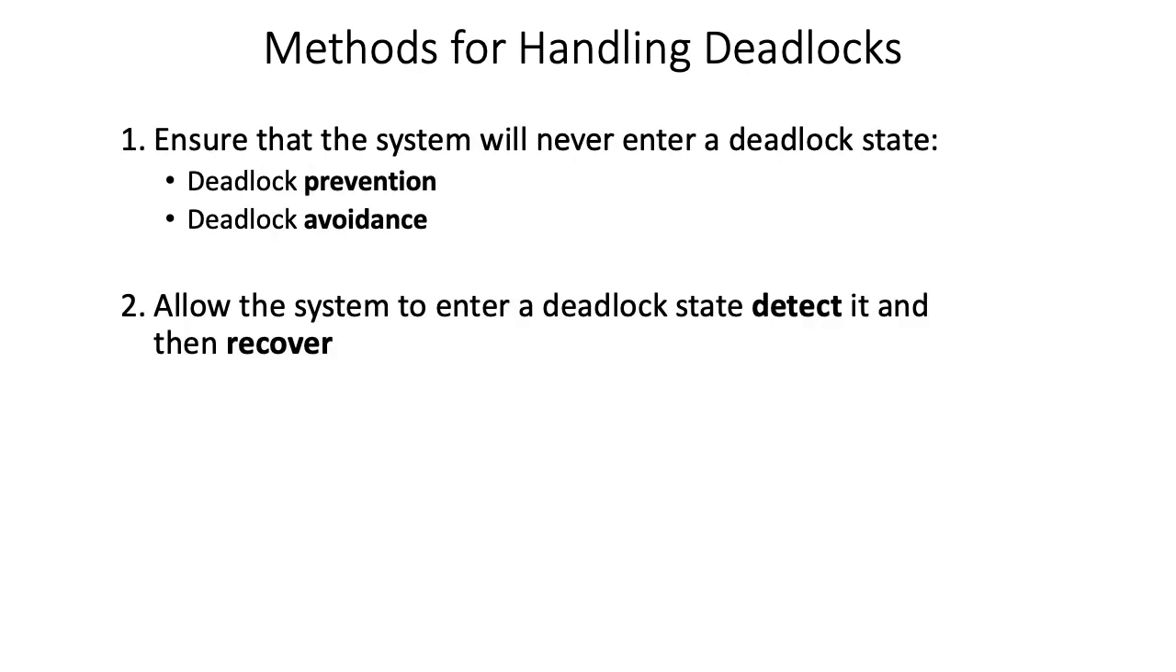So this will lead us to just the first two options. The first one is to make sure that deadlock never happens, and the second one is to allow it but have some strategies to detect it and recover from it. So let's discover what these two methodologies are about and how they work.